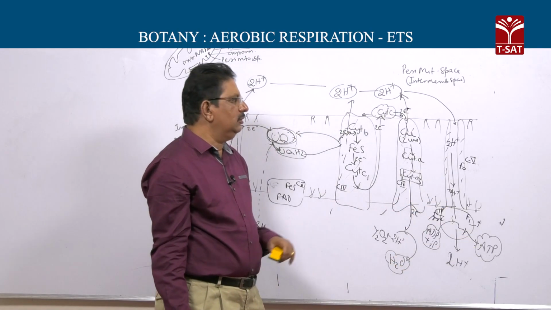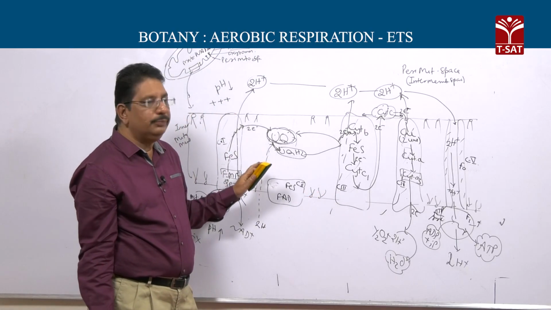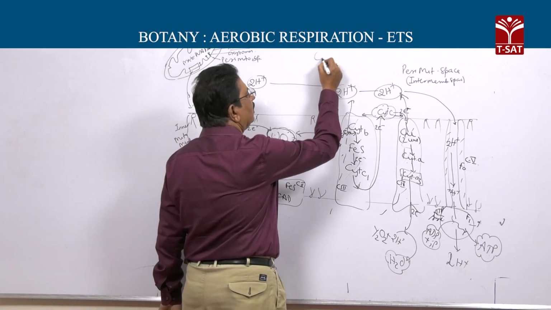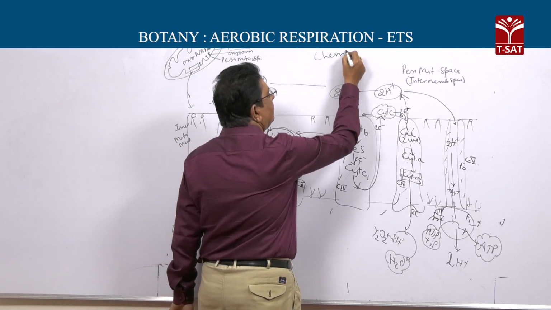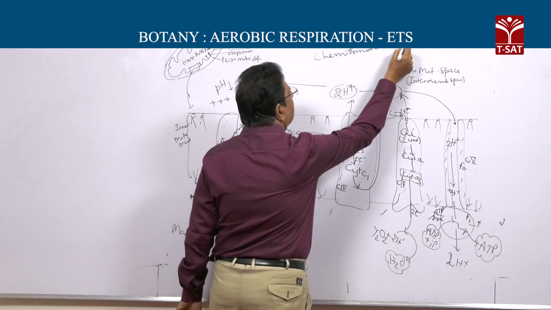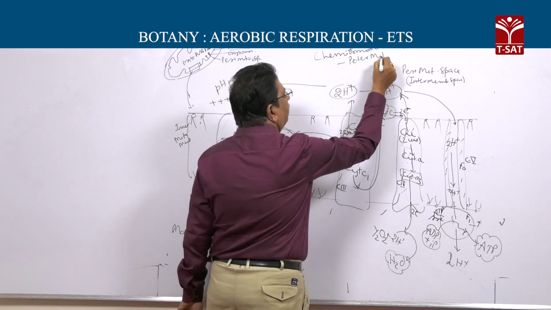So this story was explained clearly by Peter Mitchell in his theory called the chemiosmotic theory. So chemiosmotic theory was proposed by Peter Mitchell.